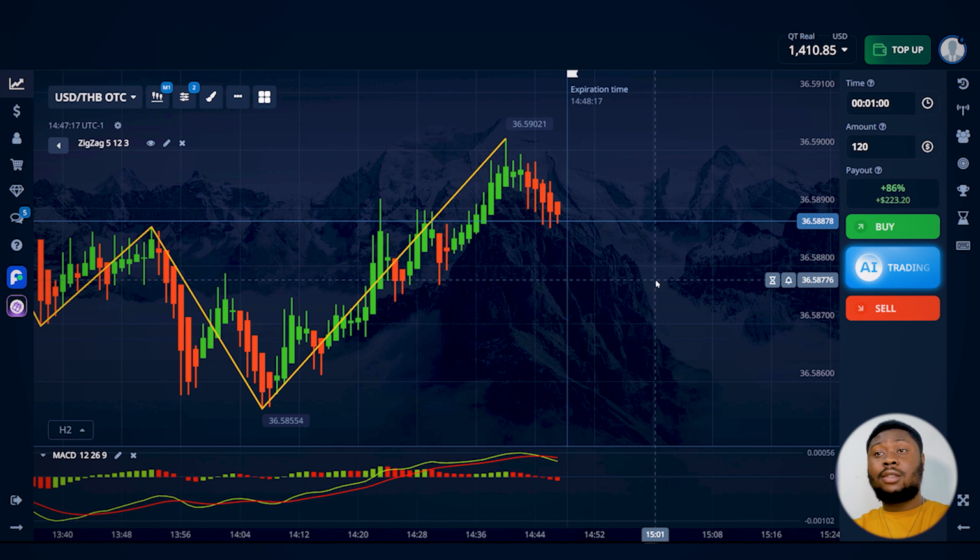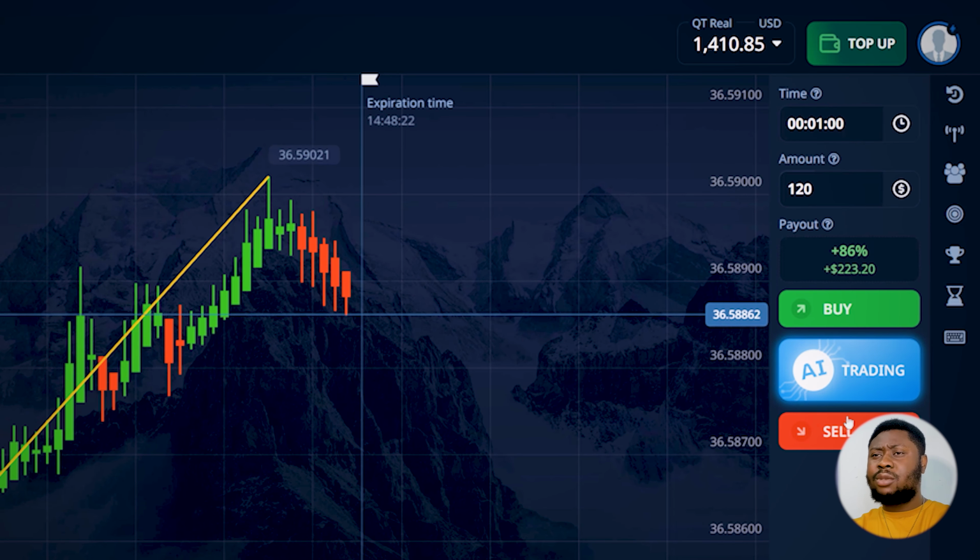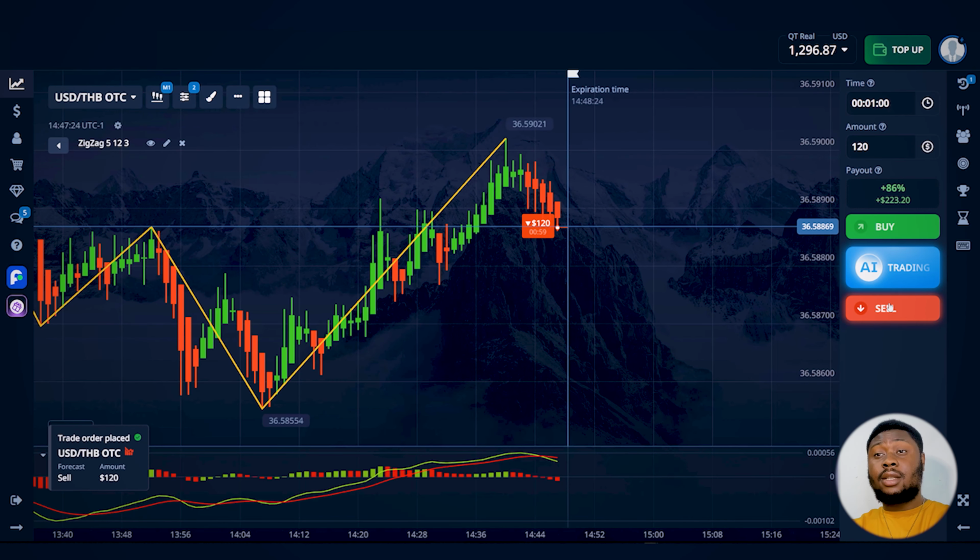An interesting chart. Let's open a trade and try to make profits. The trade amount will be $120. I think the price will go down. It's time to open a trade.